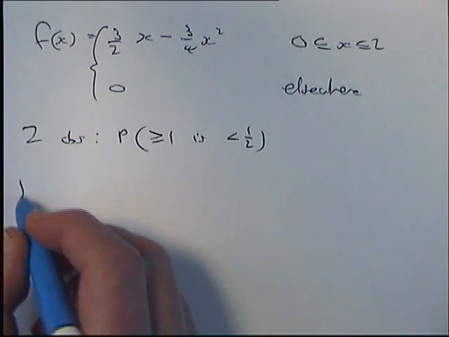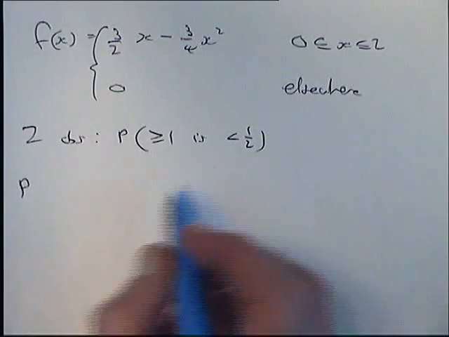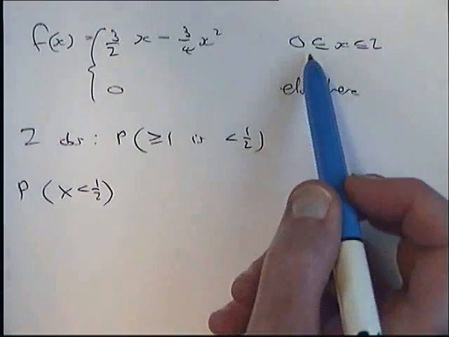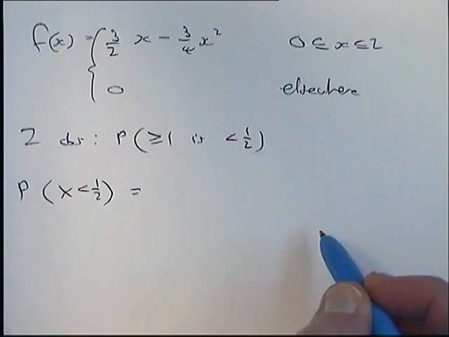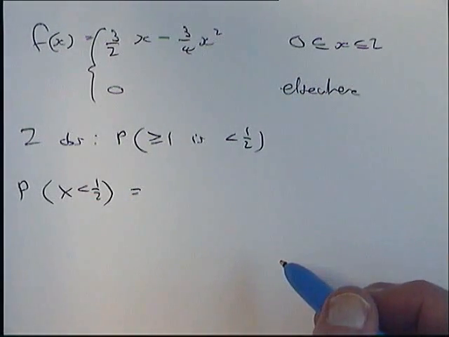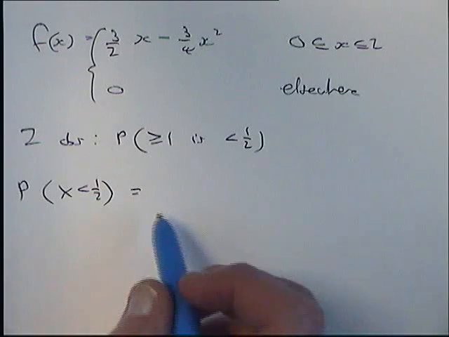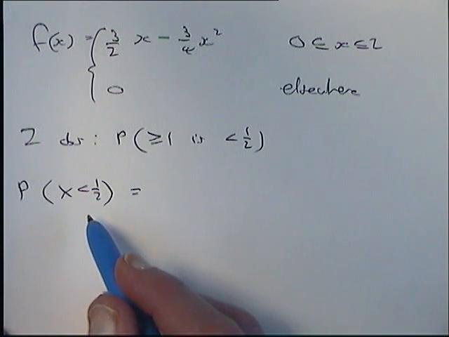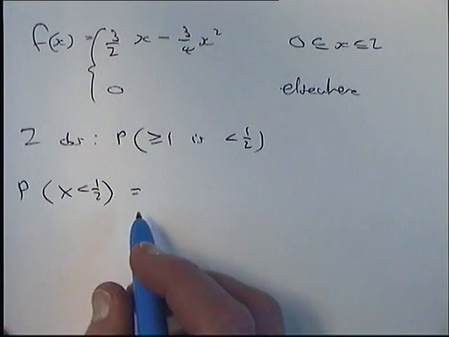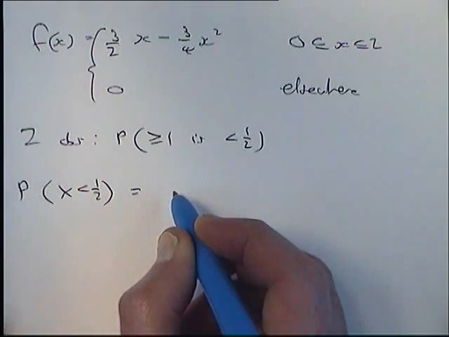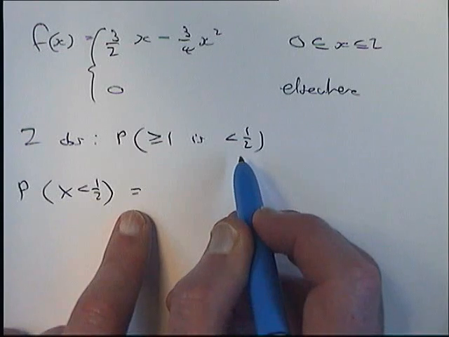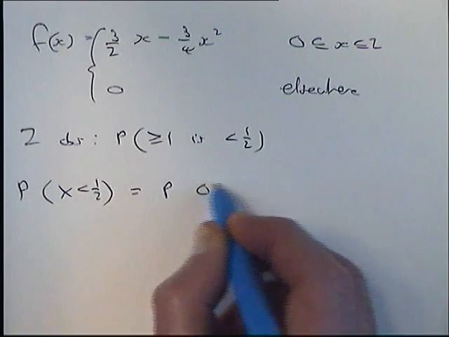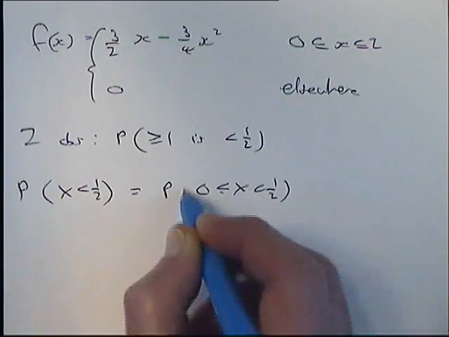Find the probability between 0 and a half. Find the probability it's less than a half to start with. Well, the lowest value it can take is 0. So how do I go about, Rory, finding the probability that x is less than a half? Put it into the equation. If it's less than a half, what's the lowest thing it could be? So I'm finding the probability that it's between 0 and a half.